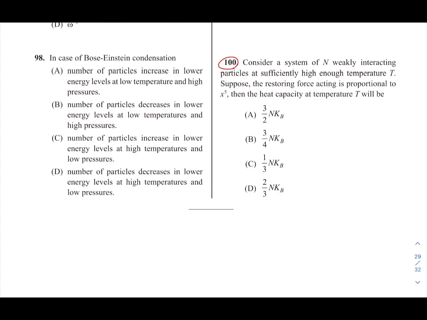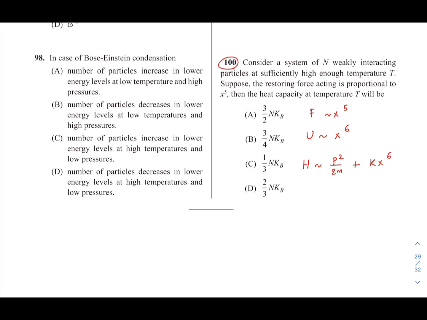Problem number 100. Consider a system of n weakly interacting particles at sufficiently high temperature T. Suppose the restoring force acting is proportional to x to the power 5. Then the heat capacity at temperature T will be? So the force is like x to the power 5, thus the potential will be x to the power 6. The Hamiltonian would look like p squared by 2m for one particle plus kx to the power 6.